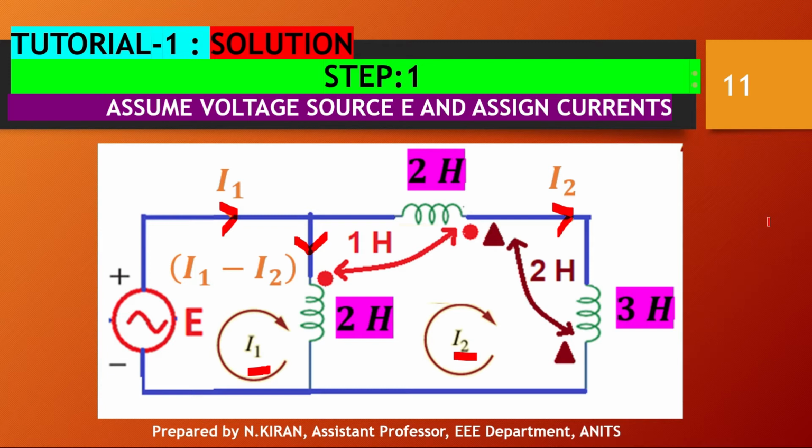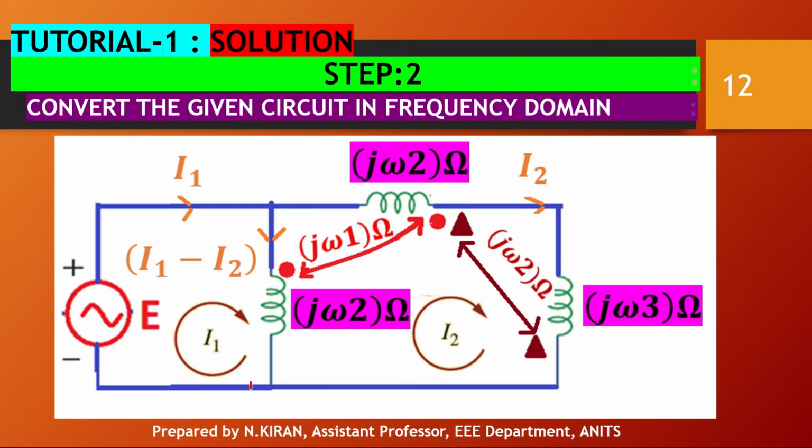The next step is to convert this into the frequency domain, that is, 2 Henry becomes j omega 2, 3 Henry becomes j omega 3, 1 Henry is j omega 1, 2 Henry j omega 2, and 2 Henry will be j omega 2. So convert everything into the frequency domain. Now we have to draw the electrical equivalent of this coupled circuit in the frequency domain.